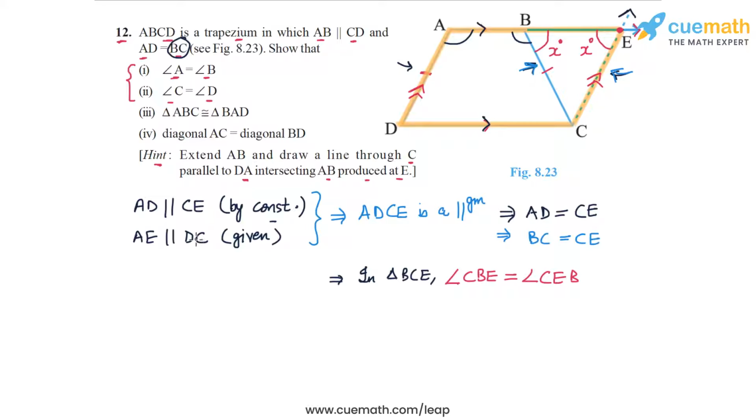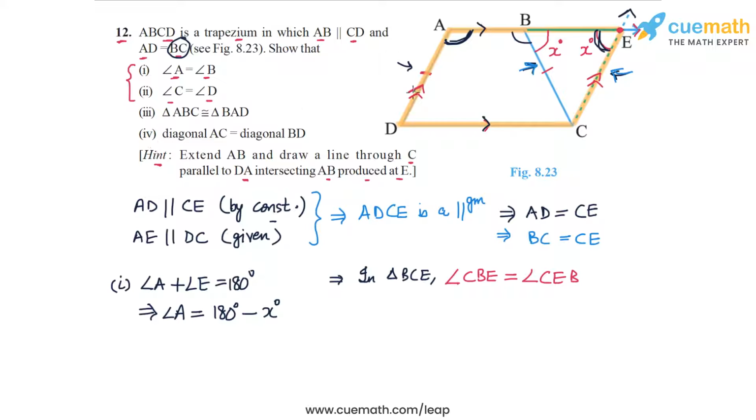Now what we will do is write the measures of each of the four angles of the trapezium ABCD in terms of x. So let's do that. What do you think angle A will be equal to? This angle here forms a co-interior angle pair with the angle at E. So angle A plus angle E is equal to 180 degrees because this is a pair of co-interior angles. This means that angle A is 180 degrees minus angle E, or 180 degrees minus x degrees.